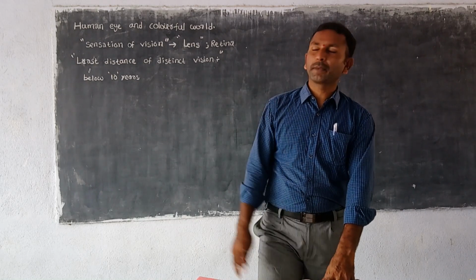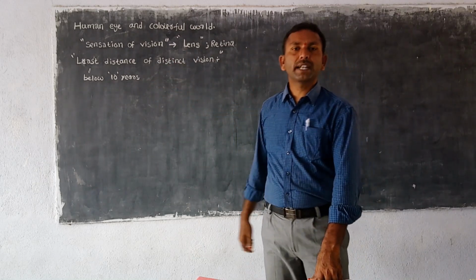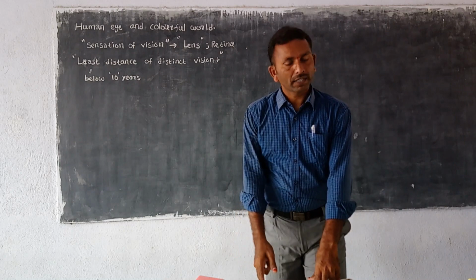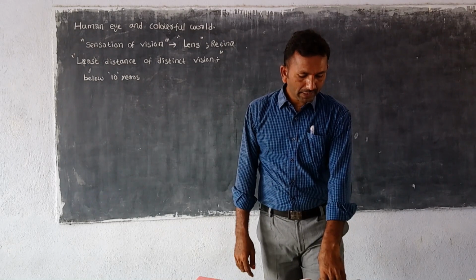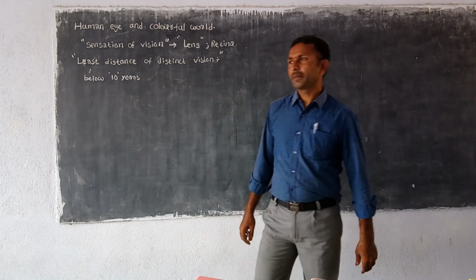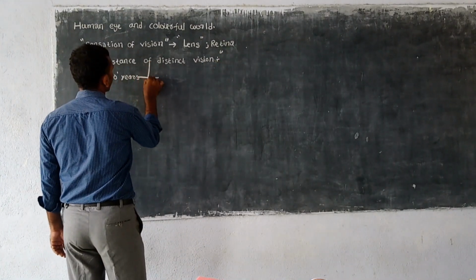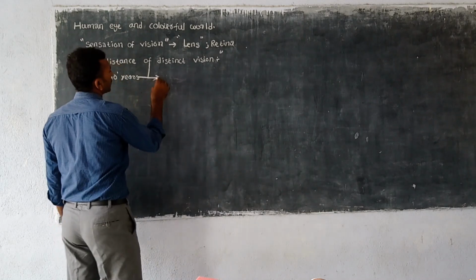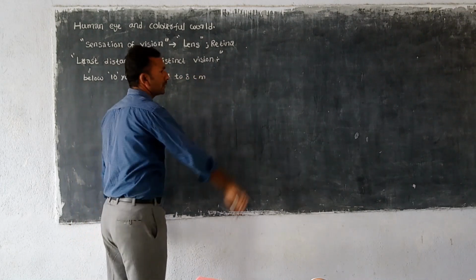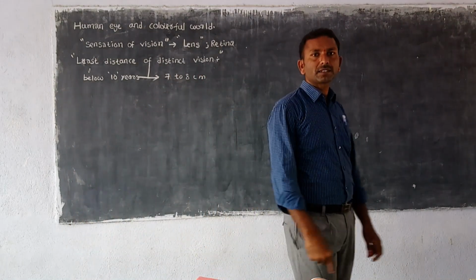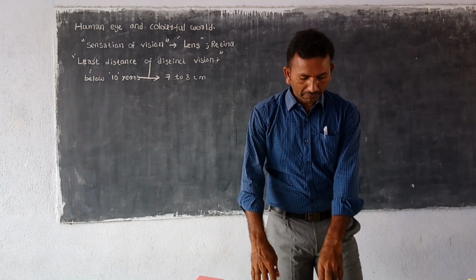So at that age, that means people below 10 years, the eye muscles are very flexible and strong. So that's why we are able to see for a long time constantly. Therefore, the least distance of distinct vision at this age is close to 7 to 8 centimeters. So what is the least distance of distinct vision here? Below 10 years, it is 7 to 8 centimeters. That means the eye is very flexible and strong, so they are able to see objects very close to them.